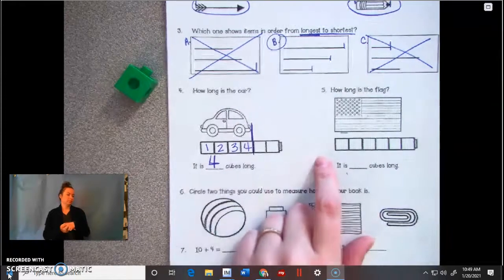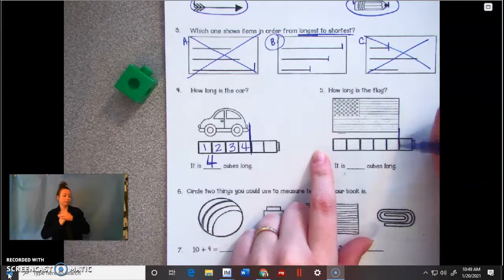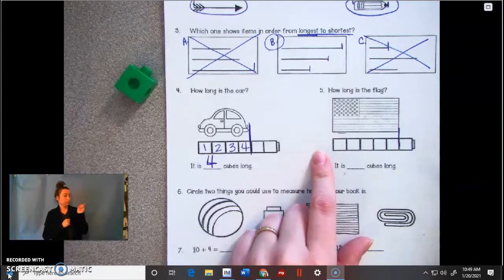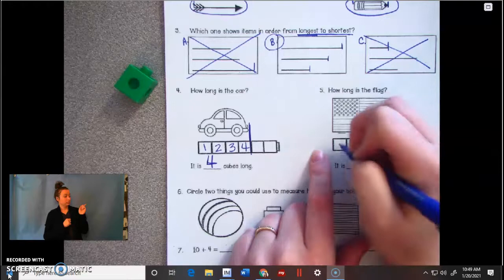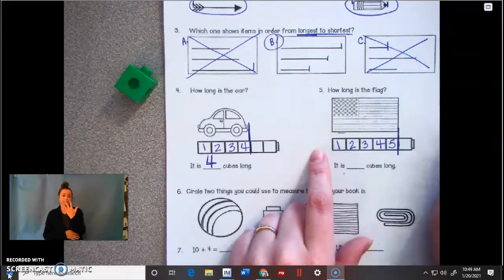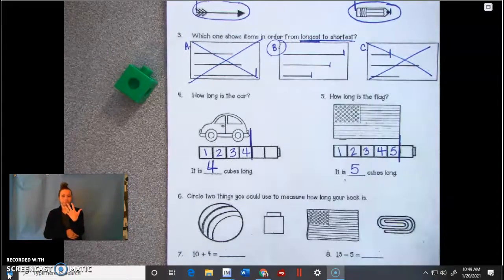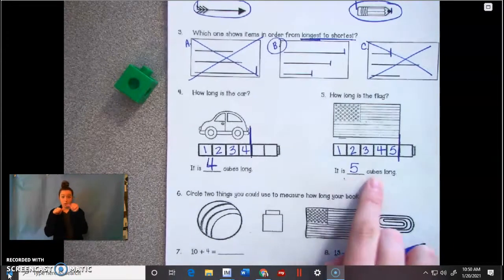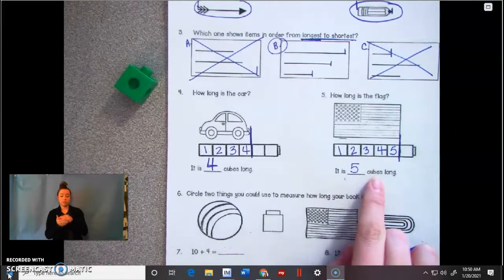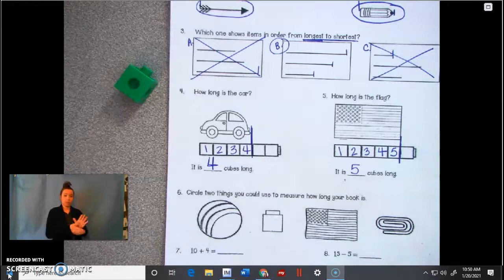All right, let's look at number 5. How long is the flag? I'm going to draw my line just like I did with my car. And now I'm going to count how many blocks. 1, 2, 3, 4, 5. So how many cubes long is the flag? Good. 5 cubes long. Remember, we always put what units we're using. So if I'm using paper clips, I would say paper clips. Because if I don't tell you what I'm using to measure, then you don't know how big it is.